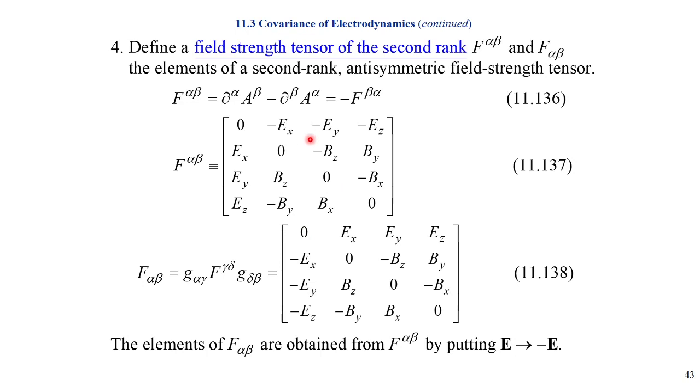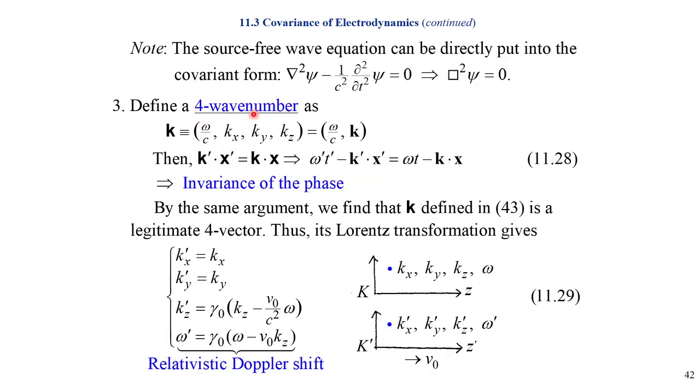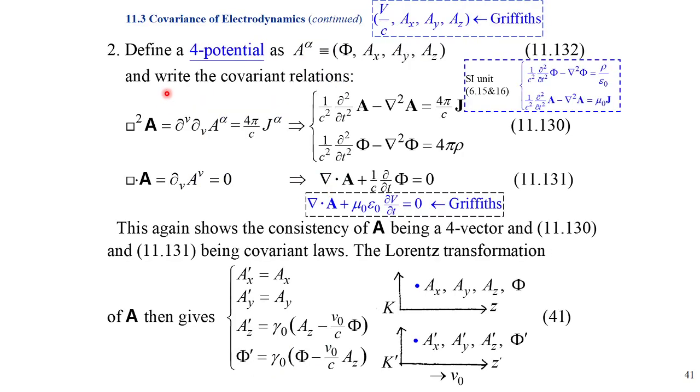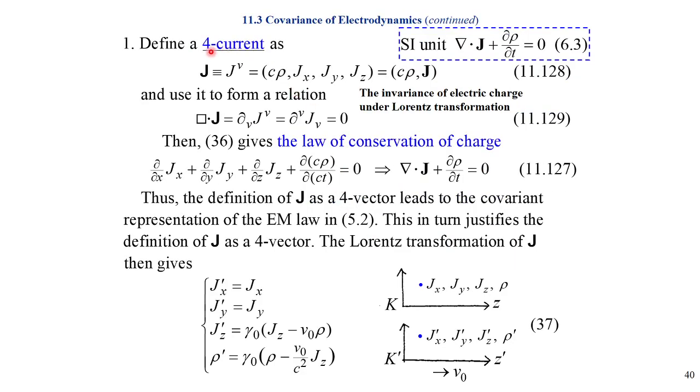And we have the 4-wave number: phase is invariant, Doppler shift. And we have the 4-potential. We have the Lorentz gauge. And we have the 4-currents. We have conservation of charge. And this is invariant in form in all the Lorentz frames; we call it covariant. Okay. What else?